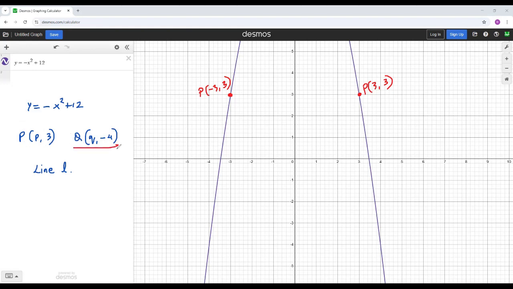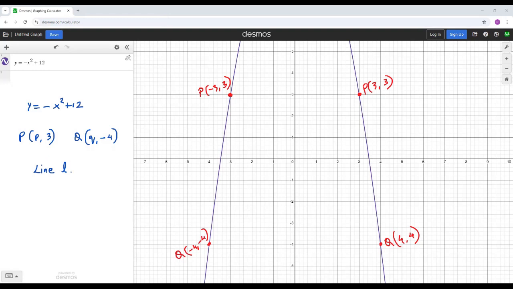Now to plot Q, we have to consider the point on the parabola where the y coordinate is negative 4. Here also we get 2 possible points. For this point the x coordinate is negative 4, so we get negative 4 comma negative 4, and here the x coordinate is 4, giving 4 comma negative 4. Here we get 2 possible points for capital P and also 2 possible points for capital Q. Now we have to get possible graphs for this line L.